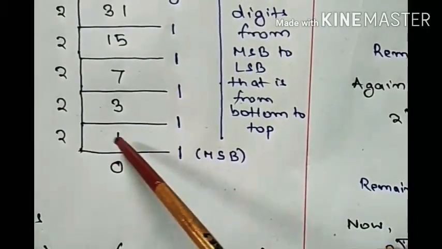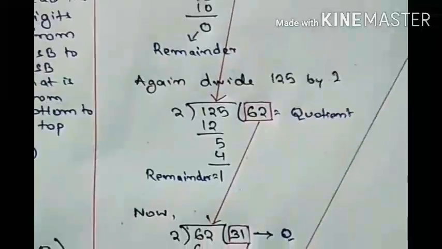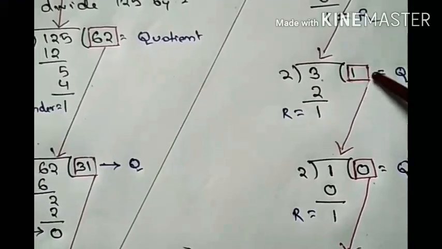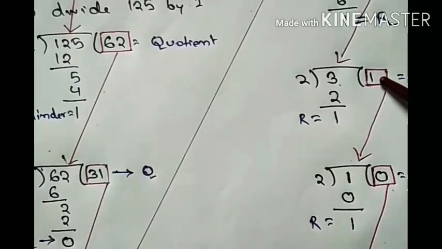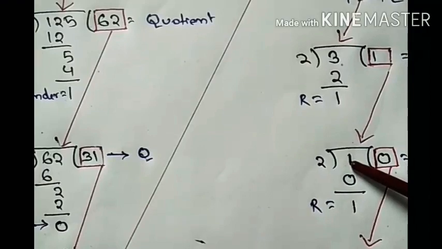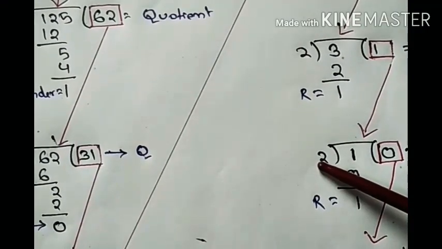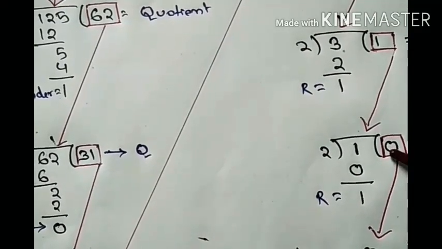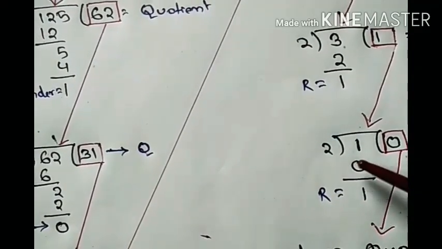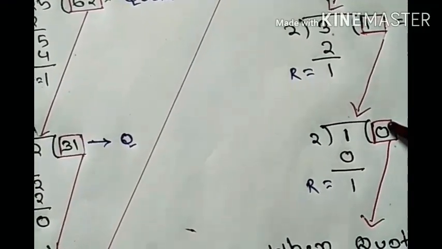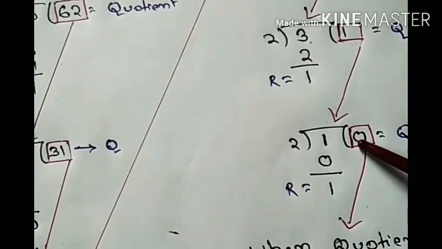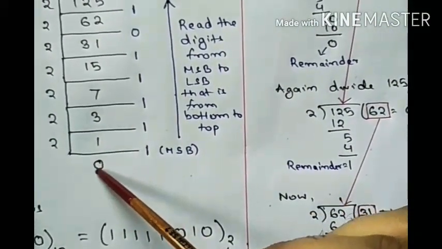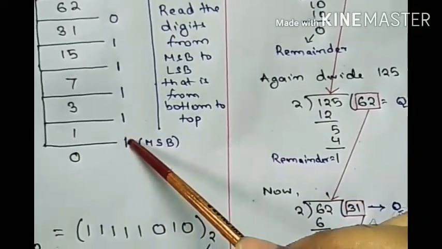Now this 1 will be divided by 2. Now how to divide 1 by 2? This previous quotient now becomes the new dividend 1 and is divided by 2. 2 zeros are 0. So the remainder becomes 1 and the quotient becomes 0. This quotient 0 we will put below the previous quotient, and the remainder is 1.